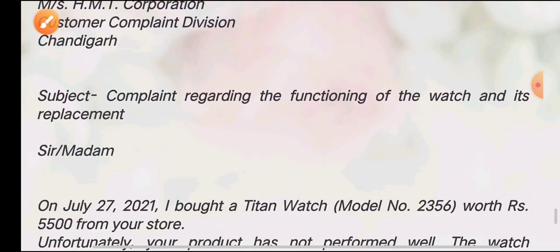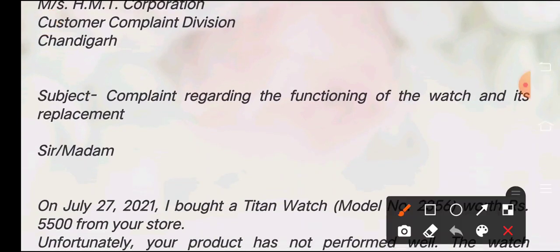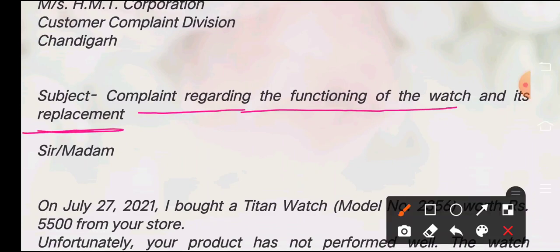Next one is the subject. So what is the subject? Complaint regarding the functioning of the watch and its replacement. See, no full stop, no comma, nothing. Means no punctuation mark is there, and after that again you give a space and write Sir/Madam, that is the salutation. You can write both using an oblique, or you can use one only.